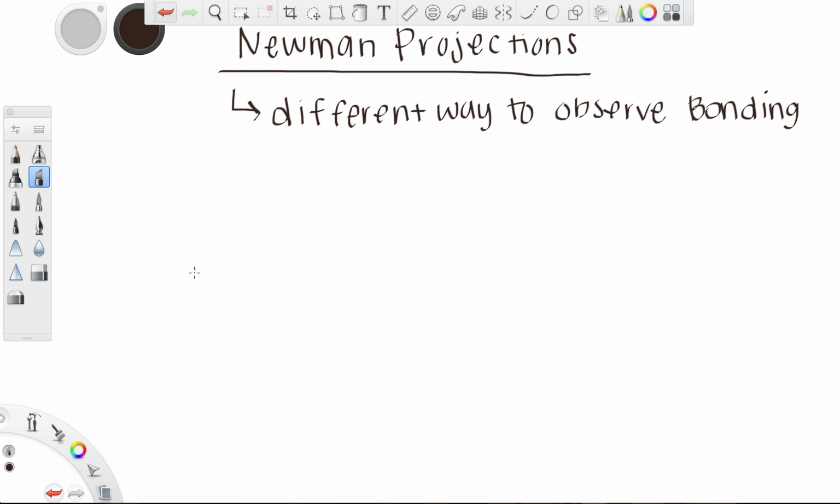So let's do a practice example, and then I'm going to show you how to draw the Newman projection in this video, and then in the next video we will go over rotating the Newman projection, and we'll learn all about staggered and antiperiplanar, eclipsed, and gauche, and whatnot. So before I get ahead of myself, let's draw a molecule.